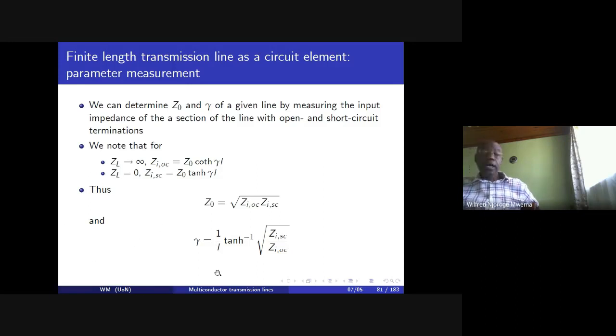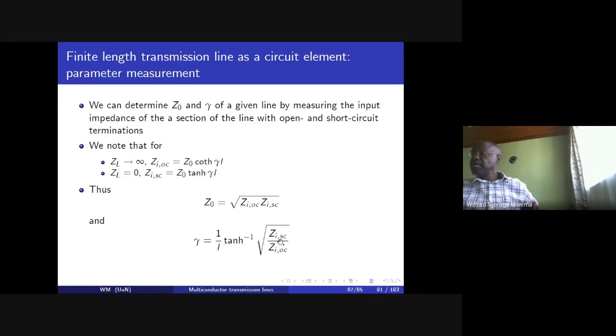To get the gamma, all we need to do is divide the two values. Once we divide them, we get gamma equal to 1 divided by the length of the section of line, and the arc hyperbolic tangent of the ratio of ZI, the short-circuited line over the impedance of the open-circuited line. And we take the square root thereof.